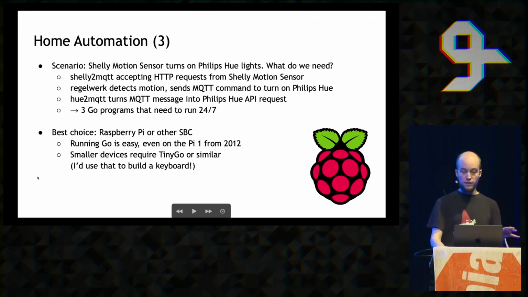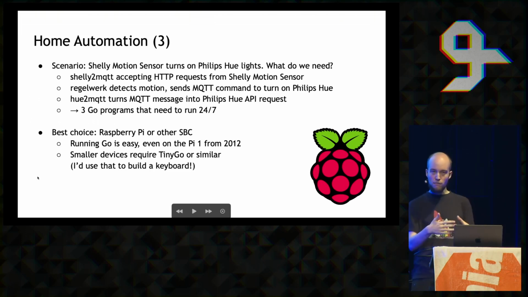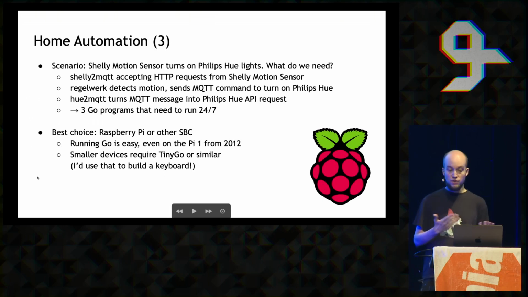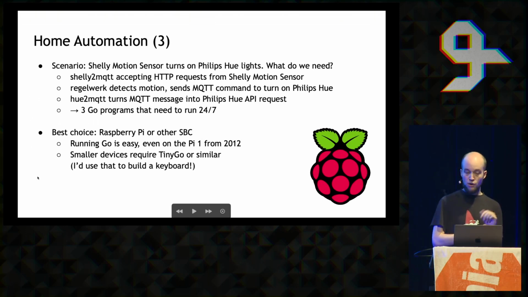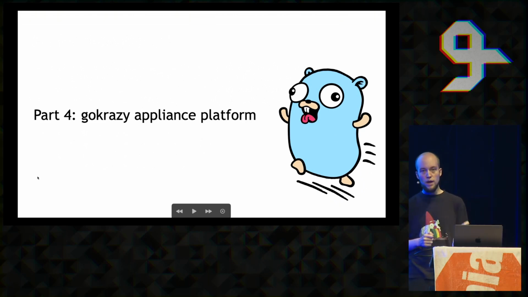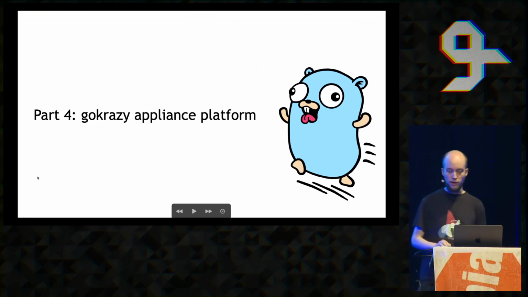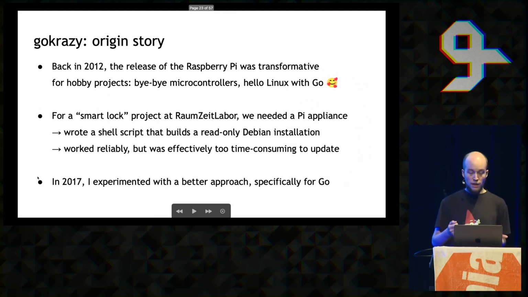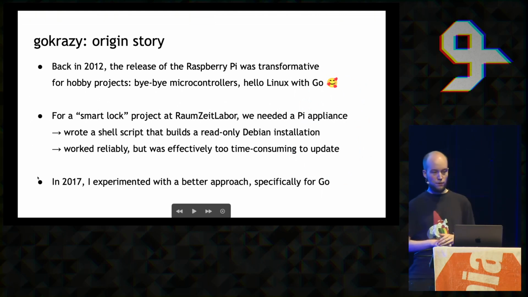For smaller devices, like microcontrollers, I have some microcontrollers in my home. For these, you could just use Arduino or maybe TinyGo. I was just at a Go conference earlier this week, and the progress on TinyGo is amazing. Do check it out if you're interested in Go and microcontrollers. But I like to use Raspberry Pis, and the way that I like to run my Raspberry Pis is with the Gokrazy appliance platform. So let me tell you the origin story of Gokrazy.